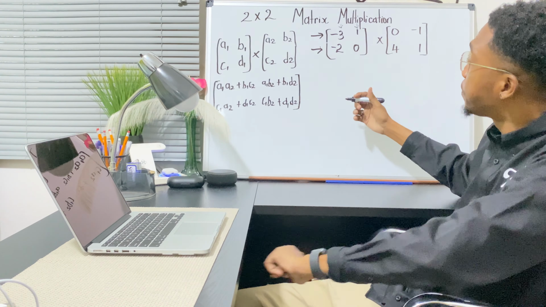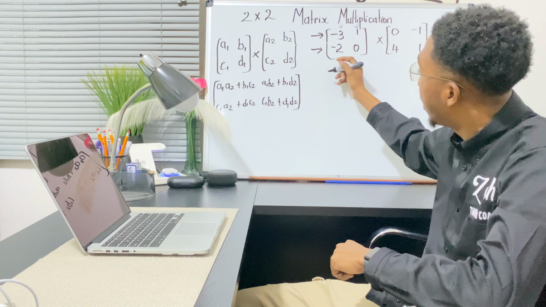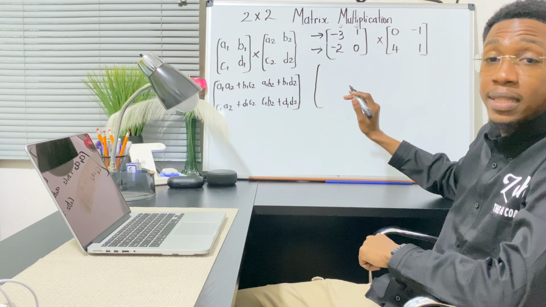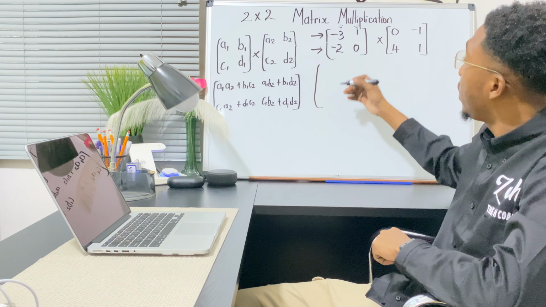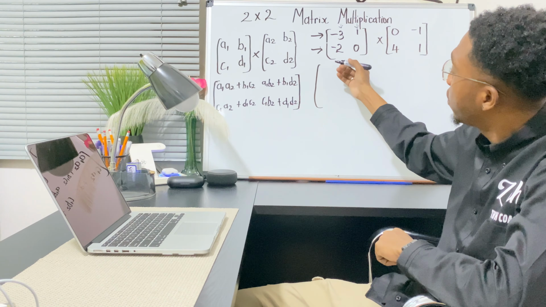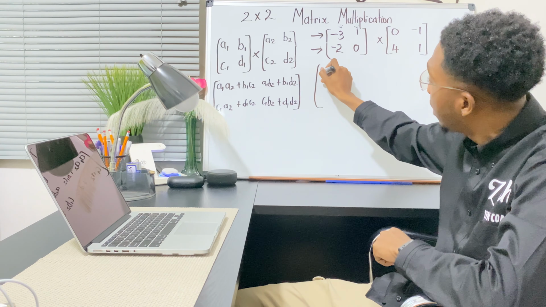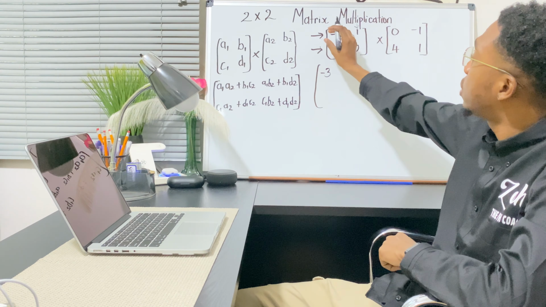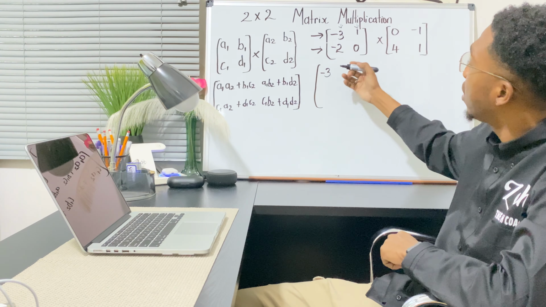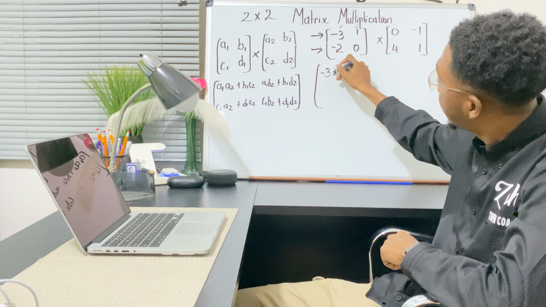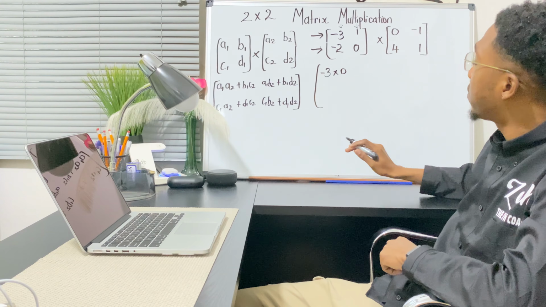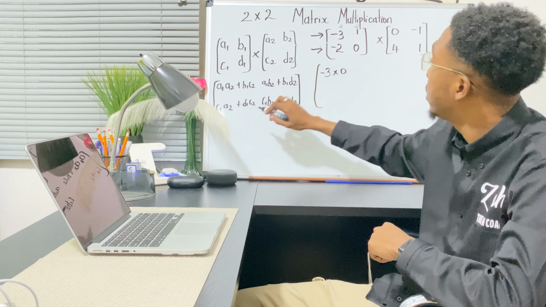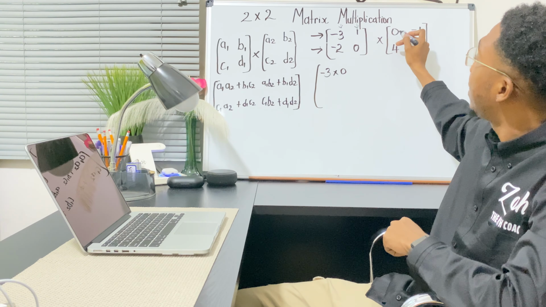So here we go. Let us look at what it is saying now. We have the -3 right here, which is A1. So the -3, what are we going to be timesing it by? We times the row by the column. So we have -3 times 0. That is the first thing that we're going to be doing, because it says A1 times A2. So this is A1 and this is A2.